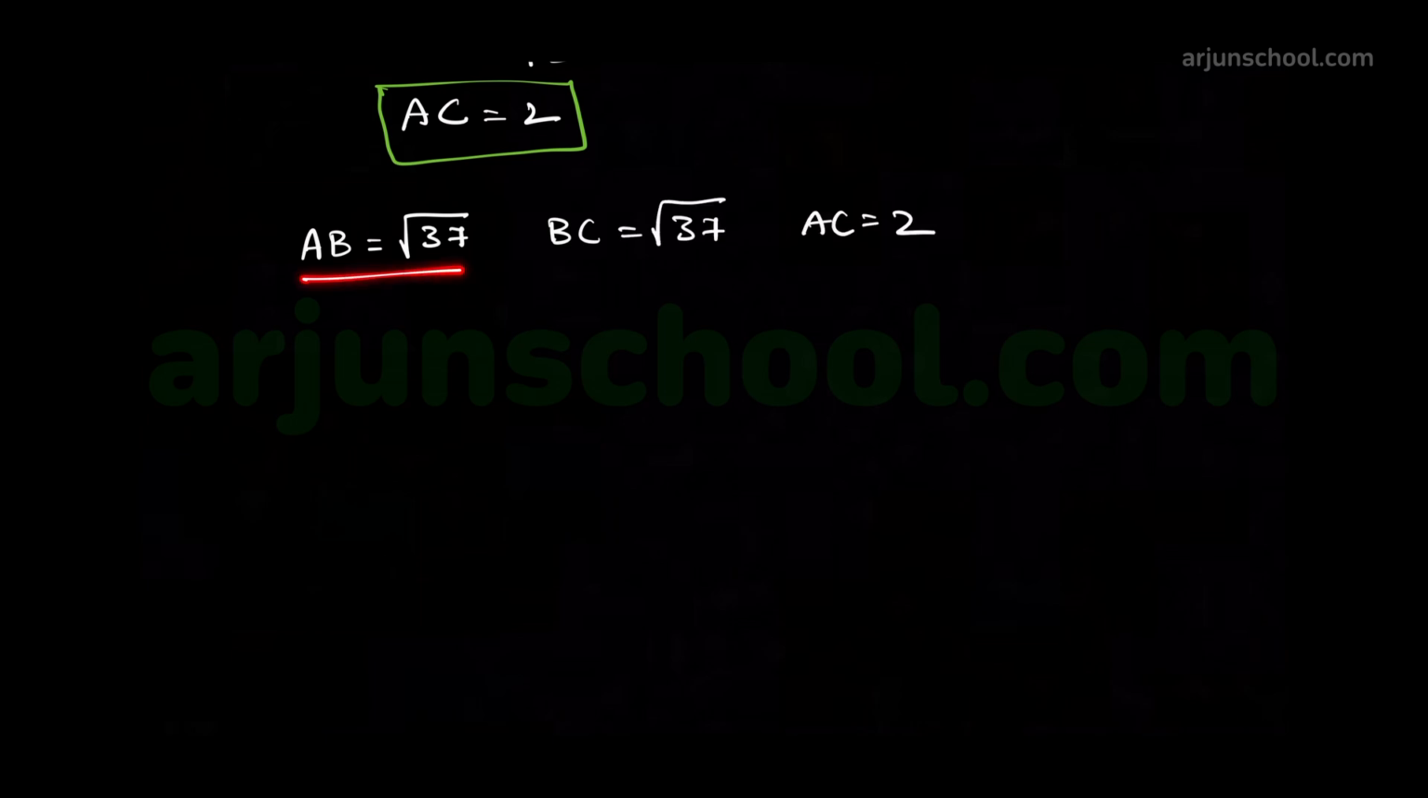Now we observe that AB is equal to root 37 and BC is equal to root 37. So two sides are equal in the triangle formed using the given vertices. The given points (5, -2), (6, 4) and (7, -2) do form an isosceles triangle.